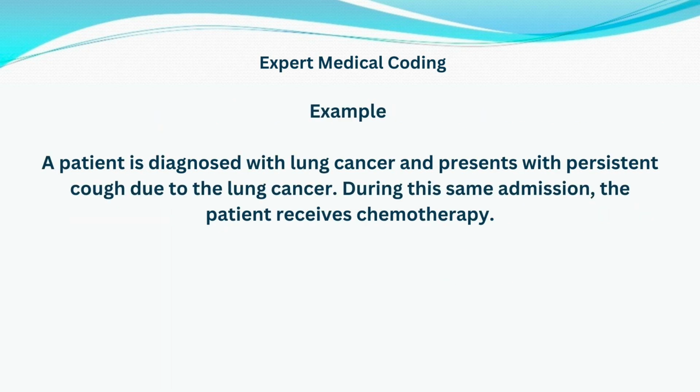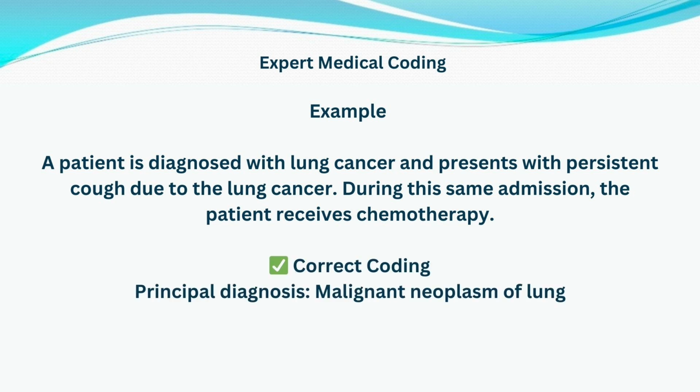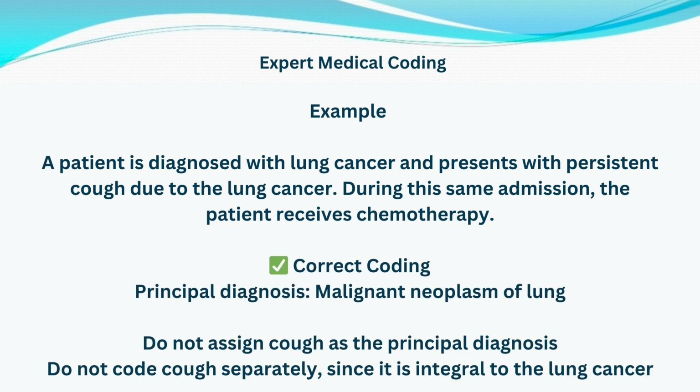A patient is diagnosed with lung cancer and presented with persistent cough due to the lung cancer. During this same admission, the patient also receives chemotherapy. So here the correct coding will be, we have to assign principal diagnosis as malignant neoplasm of lung. Do not assign cough as the principal diagnosis. Do not code cough separately since it is integral to the lung cancer. The cough is integral to and caused by the lung cancer, so it is considered a typical symptom of the malignancy. According to the coding guidelines, integral symptoms should not be coded separately when the underlying condition is known.